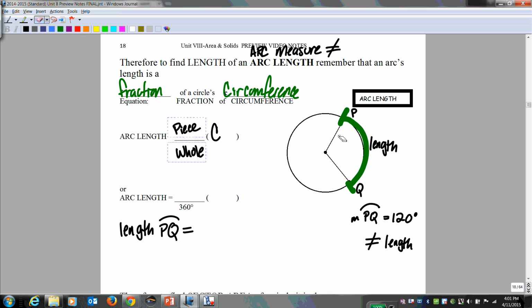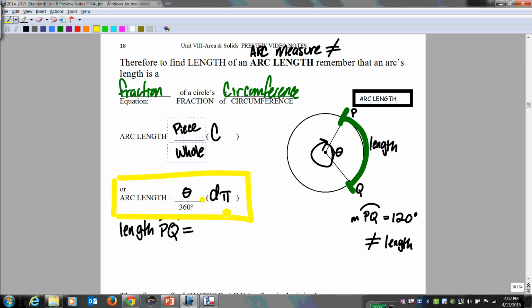Now, the way you actually get that fraction is you use that central angle that we'll call theta, whatever it is, theta over the whole, which is 360, times circumference, which is d pi. So when I want arc length, it's a fraction of circumference. Theta over 360 times d pi, which is circumference, fraction of circumference.